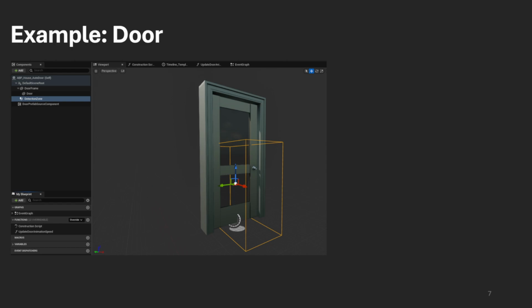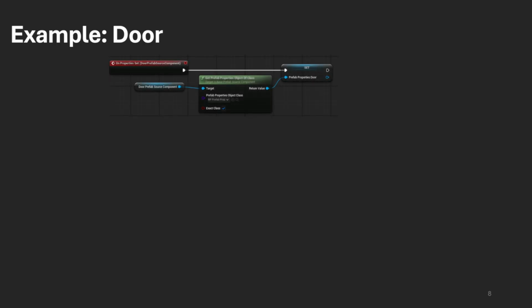So let's say you have a door that opens and closes when the player gets in and out. You use this door somewhere else, for example, your living room. Now let's say you want to be able to customize, per prefab reference component, the open and close duration of the door. This is kind of easy. First, you make a prefab properties object with your open and close durations. Then on the prefab actor, you use a prefab source component.